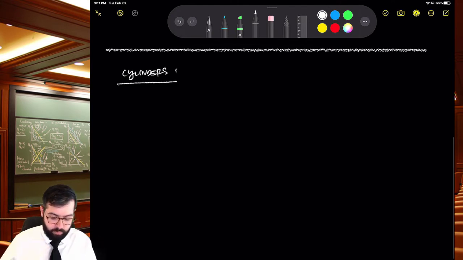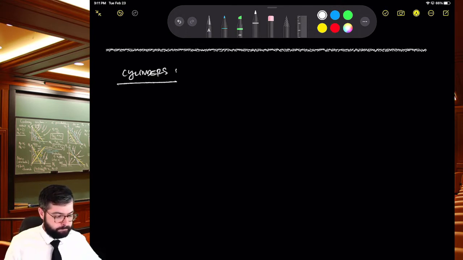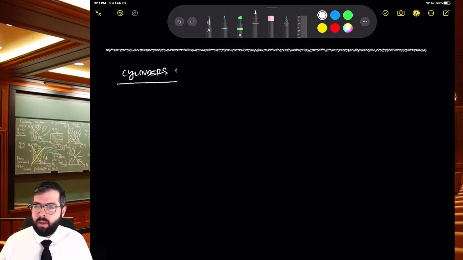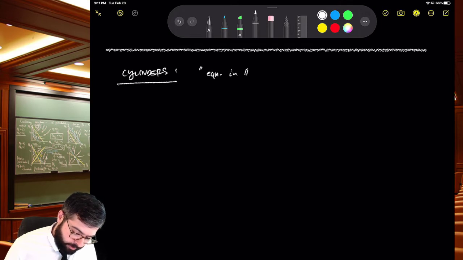So we briefly discussed what a cylinder is. Does anybody remember how we loosely or casually defined a cylinder? Just like a circle in R2, except we still don't have Z. Right, last time we said it's an equation in R3 missing one variable.